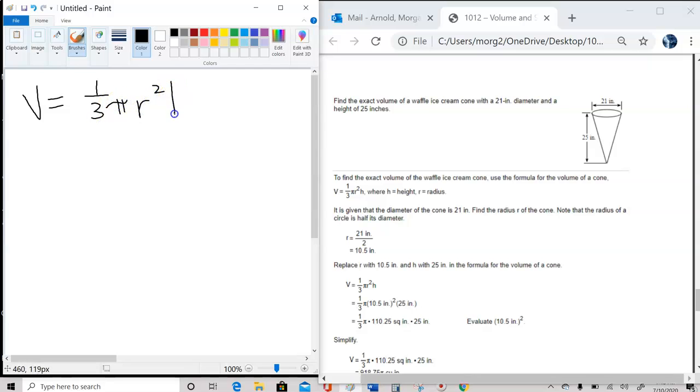pi r squared times h, where h is the height, or in this case 25 inches. But we're given the diameter instead of the radius. So to find the radius, you just take half the diameter. So half of 21 would be 10.5.